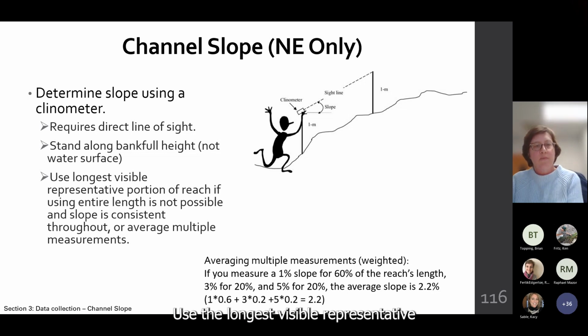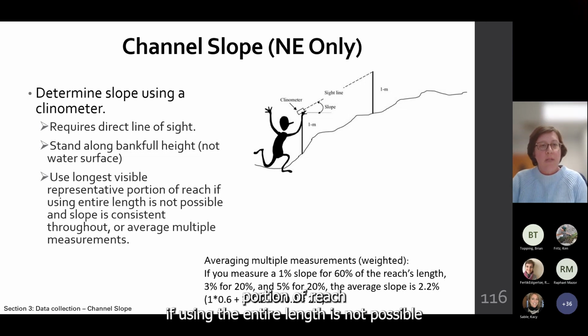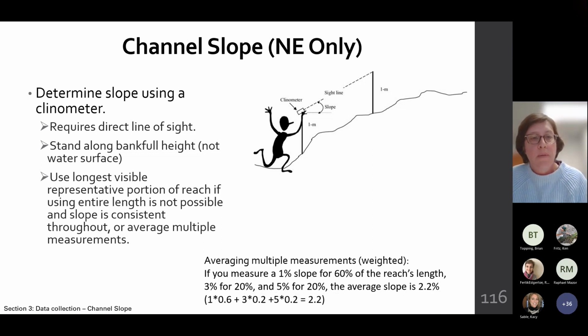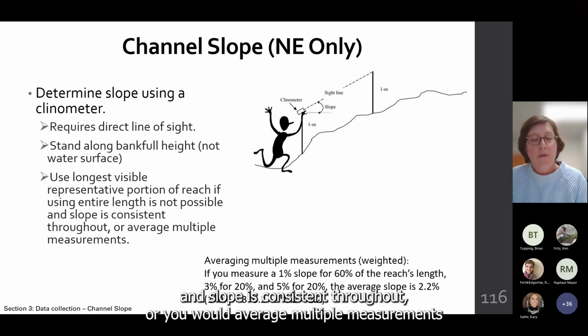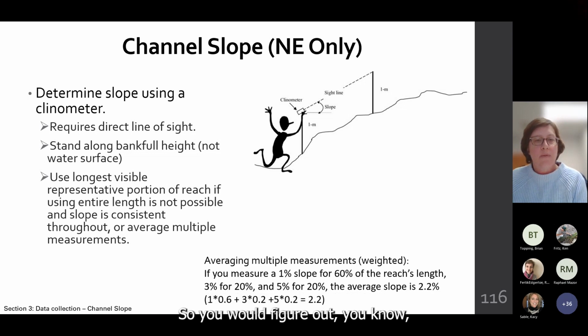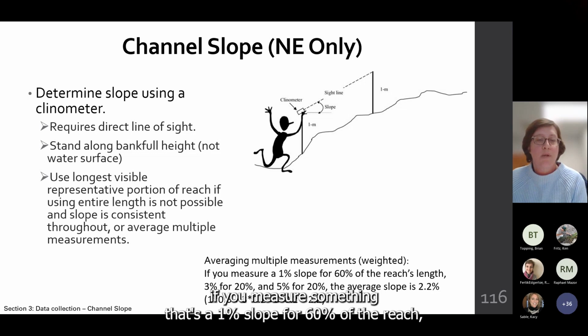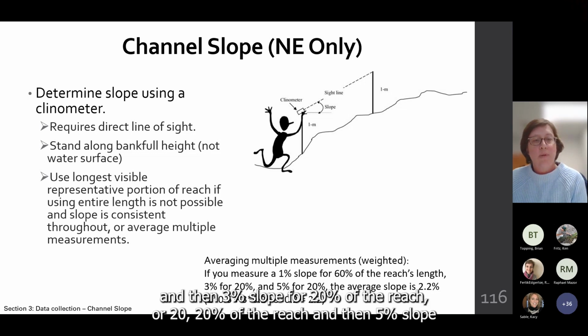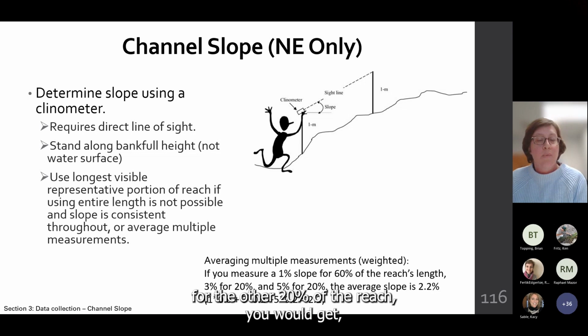It requires direct line of sight. Use the longest visible representative portion of reach if using the entire length is not possible and slope is consistent throughout, or you would average multiple measurements, and when doing an average it would be weighted. So if you measure a 1% slope for 60% of the reach, then a 3% slope for 20% of the reach, and then a 5% slope for the other 20% of the reach, you would get a weighted average of 2.2%. That is shown there.